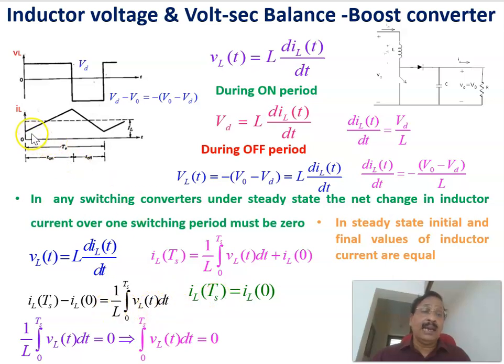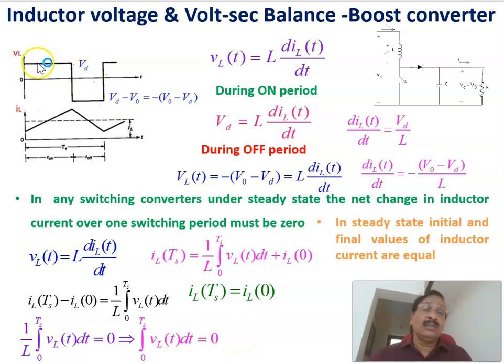Since the IL at Ts is the same as IL at 0, both are the same, this will become 0, or 1 by L integral 0 to Ts VL(t) dt should be equal to 0, meaning that integral 0 to Ts VL(t) dt is equal to 0, or the average value of the voltage across the inductor over one switching period must be equal to 0. That is the concept of volt-second balance.